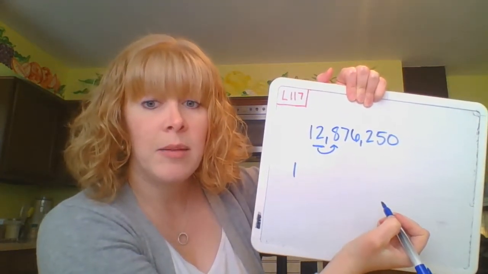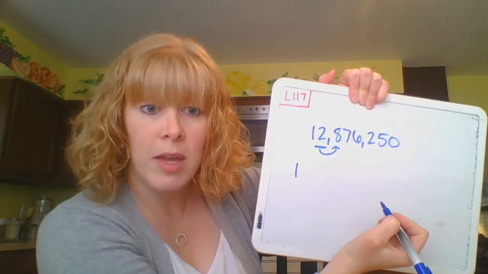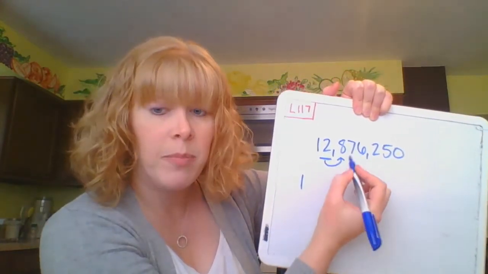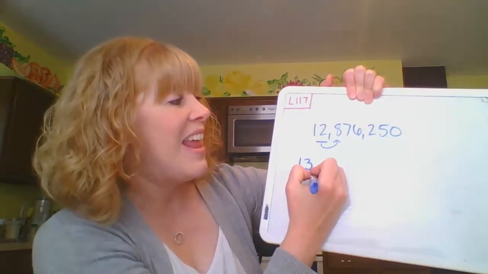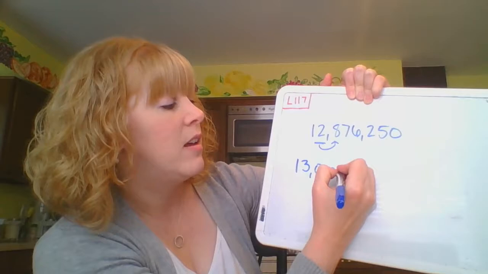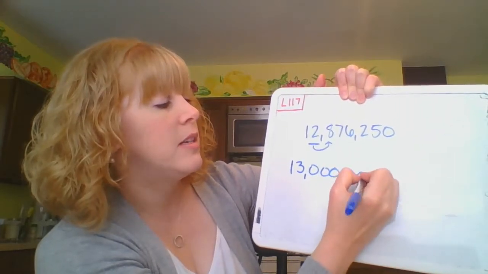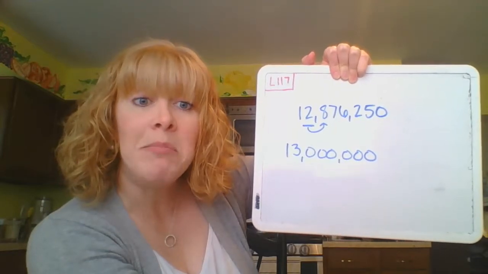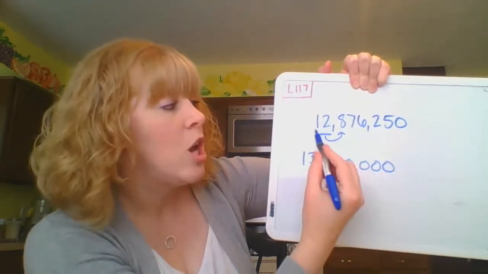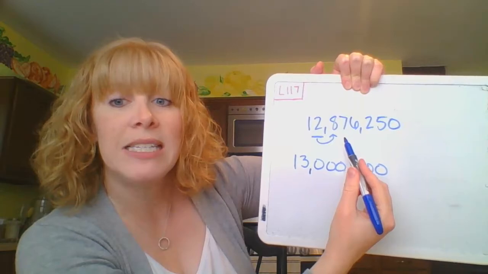It's an 8. I'm going to think, is that higher or lower than the middle? 5 or higher, it's going to go up. 8 is higher than 5, so my 2 is going to become a 3. And everything after it becomes a 0. So 13 million is what I would round 12,876,252.